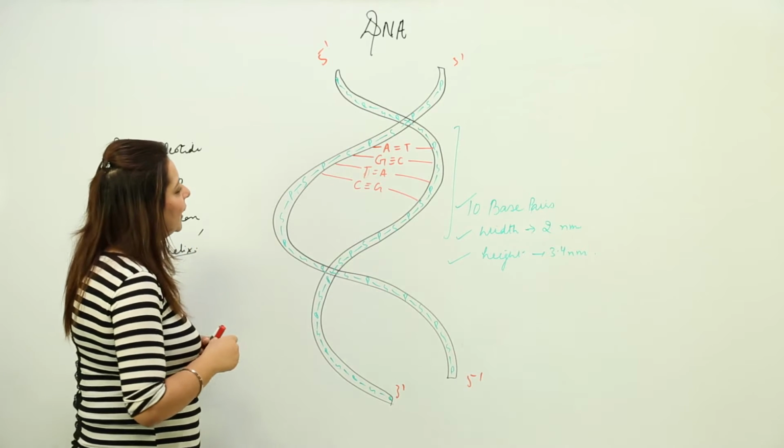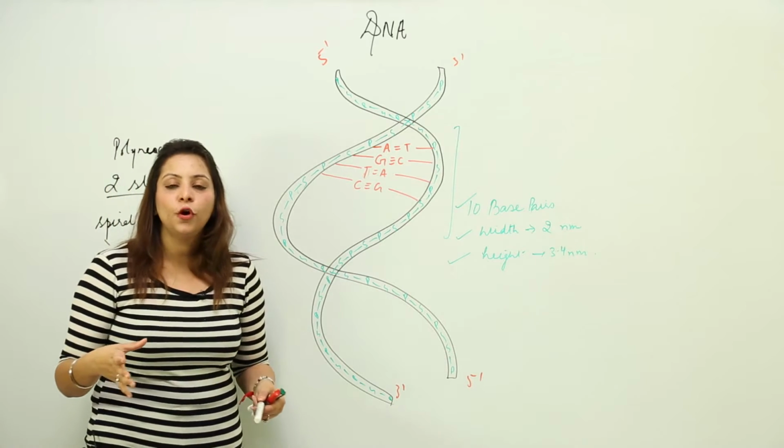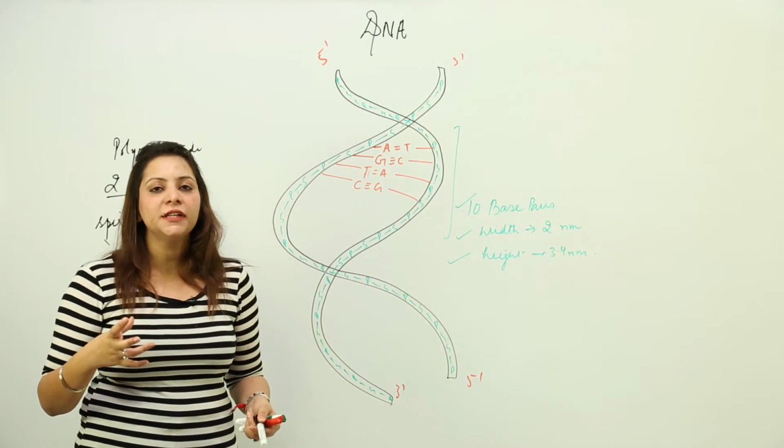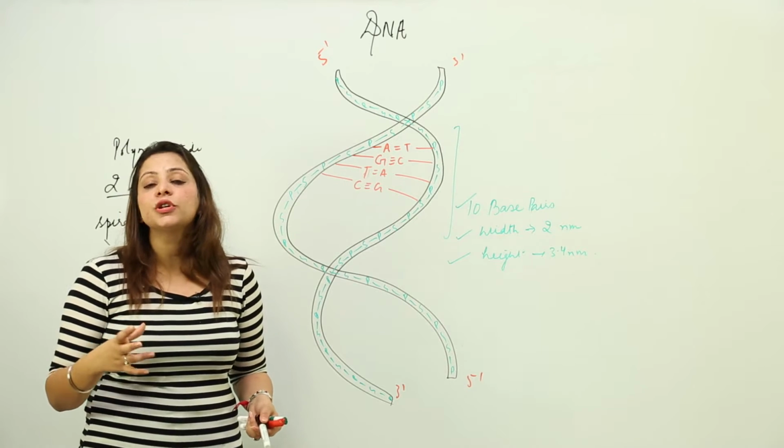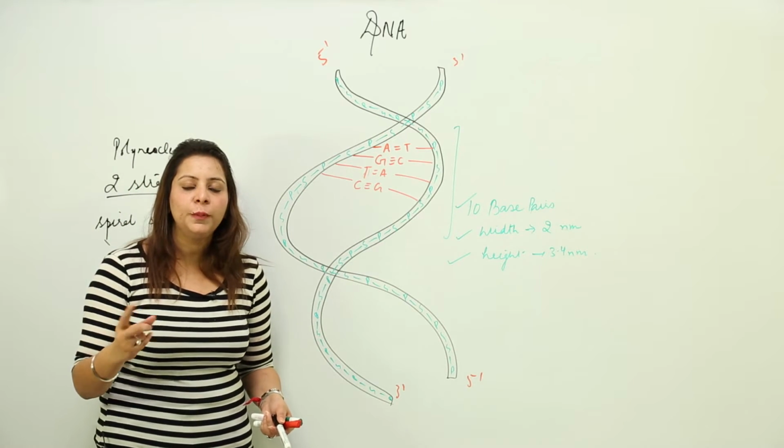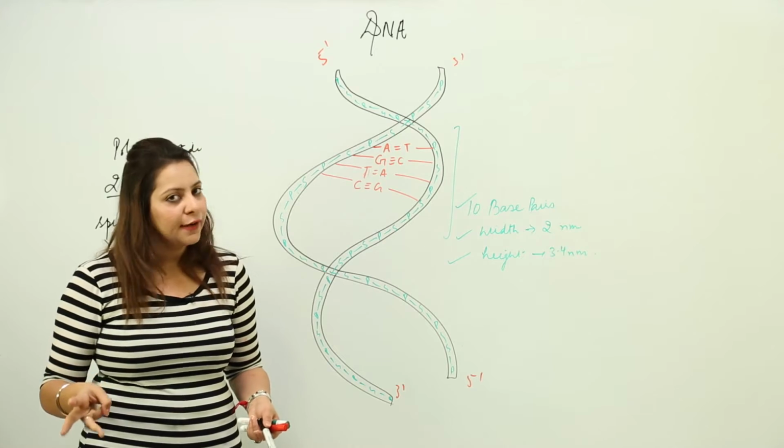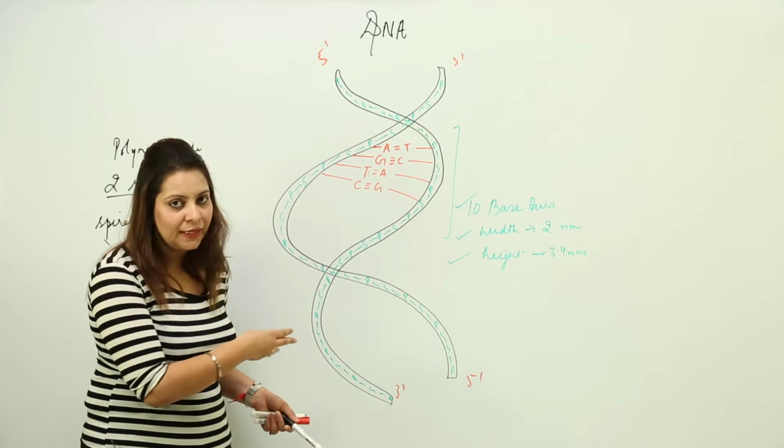So in this you can see that, as I told you, the monomer which forms the DNA is a nucleotide, which consists of three parts. One is the phosphate group, other is the pentose sugar, and third is the nitrogenous base, and this you can easily see in this figure.